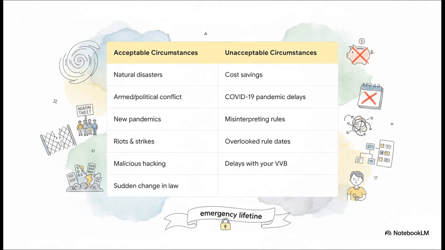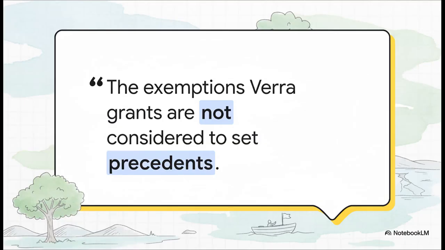This table makes it super clear with some real-world examples. In the acceptable column, you see those huge major events. Natural disasters, armed conflict, that kind of thing. But look at the unacceptable column, because that's really telling. Things like trying to save money, misreading the rules, or even having delays with your own auditor, none of that is going to cut it. And check out that point on COVID-19. Delays from that pandemic are now explicitly considered unacceptable, which is a big change from how things were a couple of years ago.